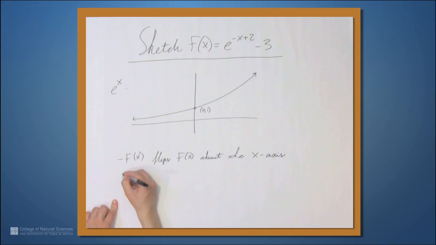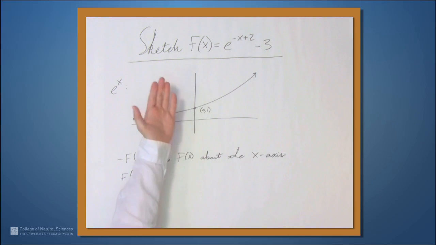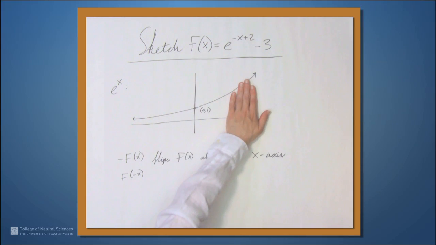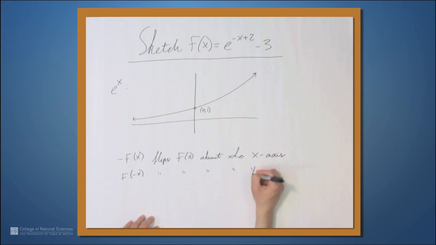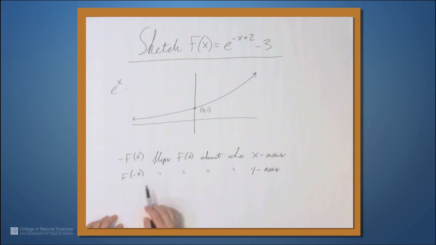If instead we have f of negative x, well, that's going to take positive values in the input and turn them into negative values in the input, and vice versa. Negative values in the input turns them into positive values in the input. So that's going to flip the graph about the y-axis. So f of negative x flips f of x about the y-axis. So good things to remember. In this case, we want to turn first e to the x into e to the negative x, so we're going to be using this one.